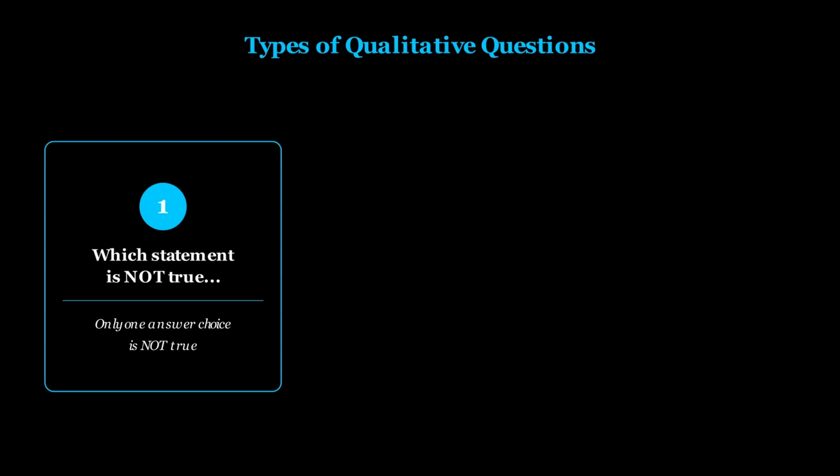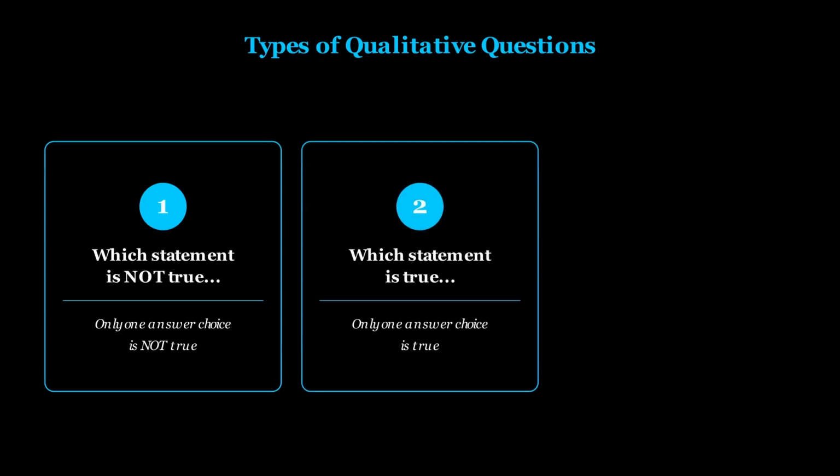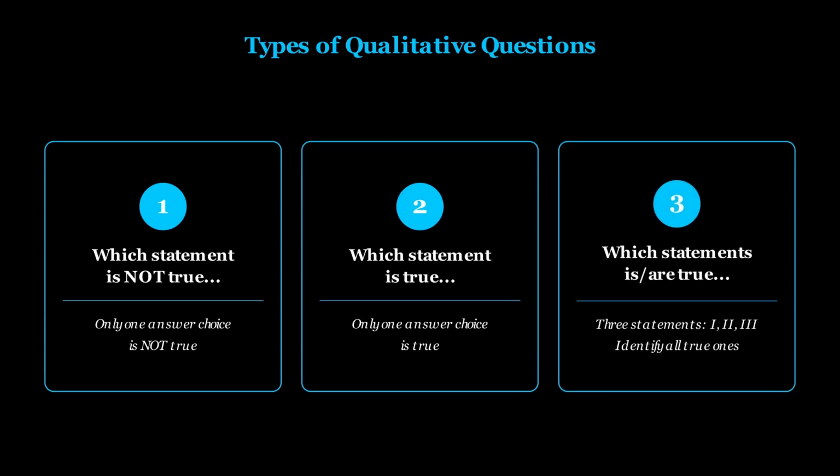Consistent with the SOA sample questions, there are 3 types of qualitative questions that you will encounter when going through practice questions. The first type asks you to identify the statement that is not true from the answer choices. Only one answer choice is not true. The second type asks you to identify the one statement that is true from the answer choices. The third type asks you to identify which statements are true from several statements provided in the question. You must select the answer choice that correctly identifies all true statements. For example, 1 and 2 are true, all 3 are true, or only statement 1 is true.